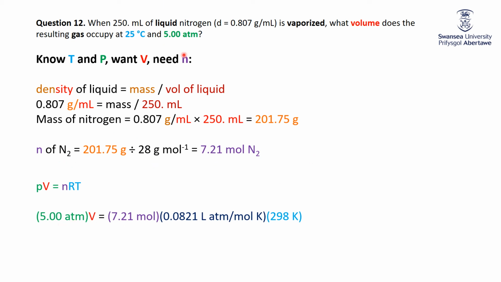We know the pressure, 5 atmospheres, volume we've been asked for, moles 7.21, temperature 298, pressure in atmospheres, so the value for R we know for atmospheres, 0.0821, so that's going to give us the volume in liters. Punch it out, and the volume is 35.3 liters, 35.3 cubic decimeters.